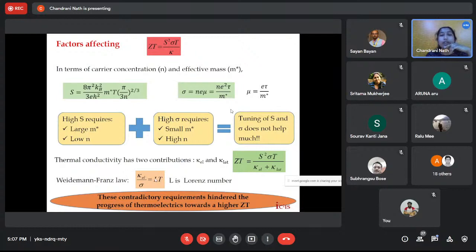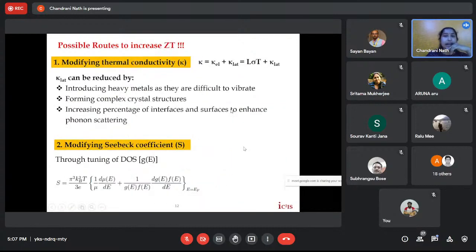That is, the electronic part of thermal conductivity will increase. So these contradictory requirements have hindered the progress of thermoelectrics towards achieving higher ZT. Now, how do we actually increase its efficiency? As we have already seen, what are the hindrances that have not allowed us to improve ZT only by increasing either S or sigma.